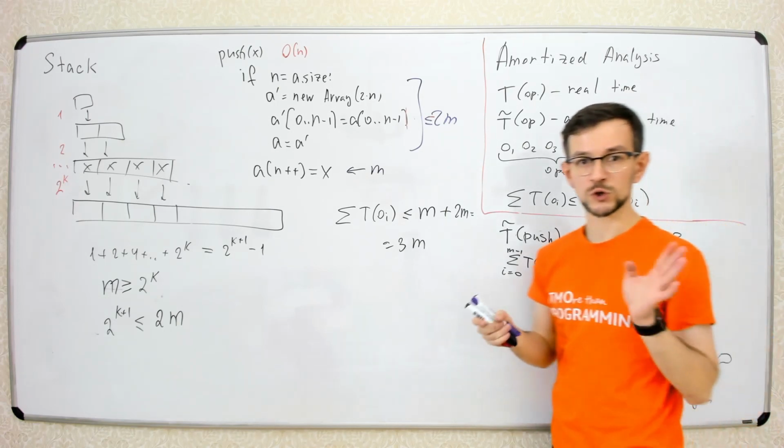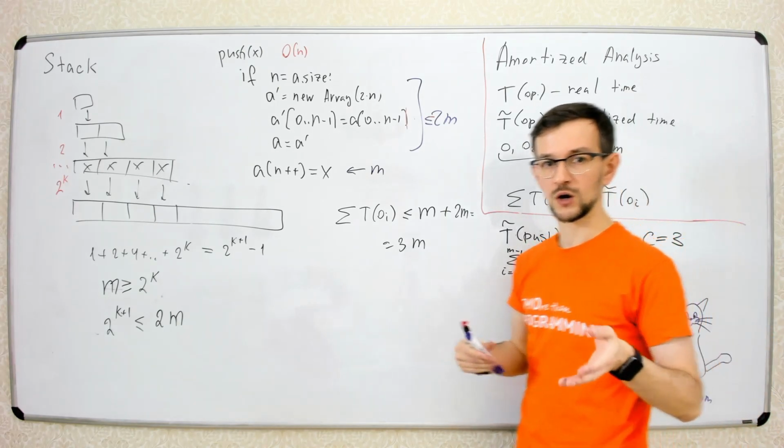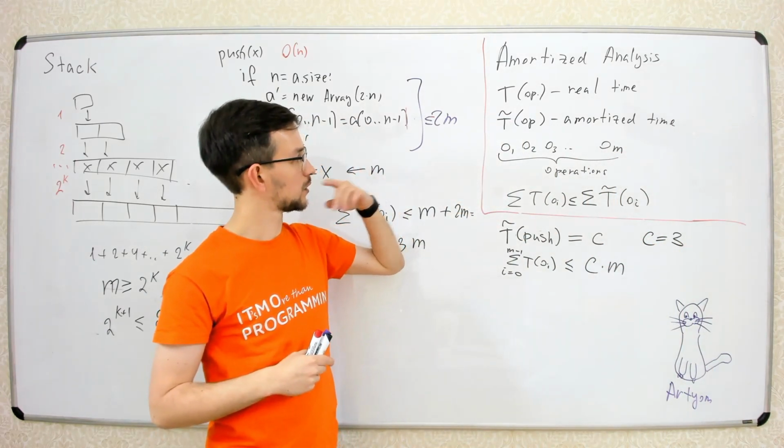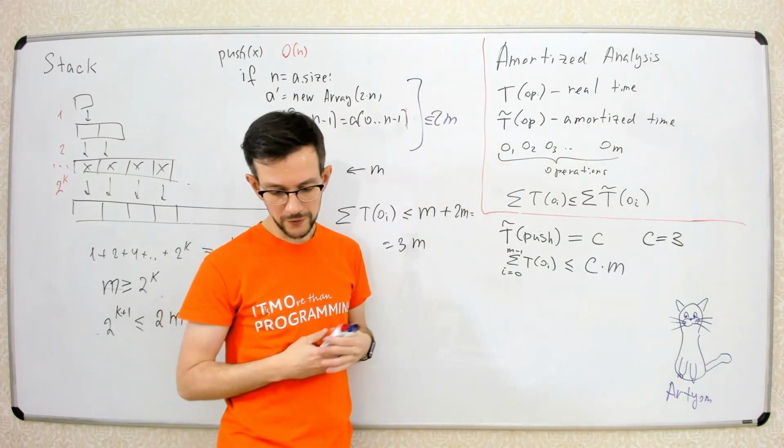So that's the first way you prove the amortized cost of the operations.